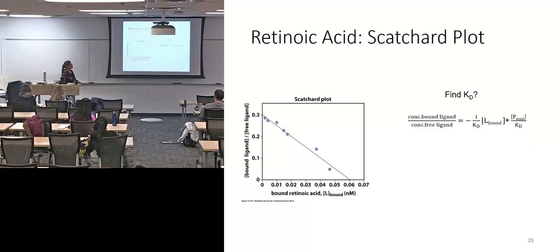So here is the first example problem. Here is an actual Scatchard plot for retinoic acid binding to its receptor. Find the dissociation constant using the Scatchard equation. So take a minute and do that.